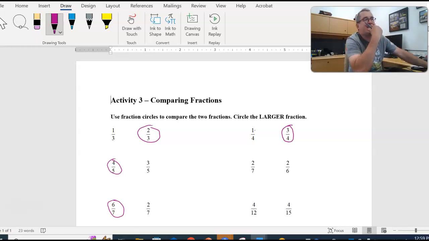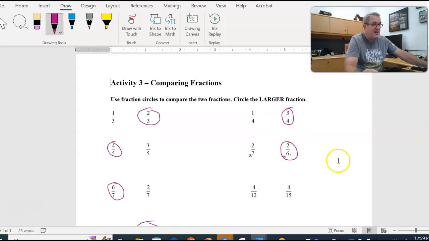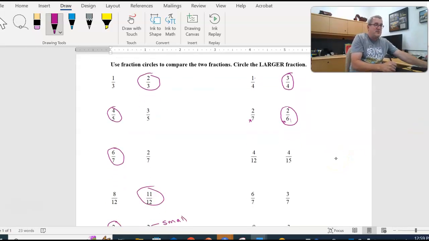2/7, 2/6. Cutting things up into 7 pieces compared to cutting things up into 6 pieces. Oh, the fewer the pieces, the bigger the pieces. So 2 of the bigger pieces is bigger than 2 of the smaller pieces. Aha. 4/12, 4/15. Ooh, cutting up into 15 pieces. They're going to be small pieces. 4/12, not as small. So this is going to be bigger.